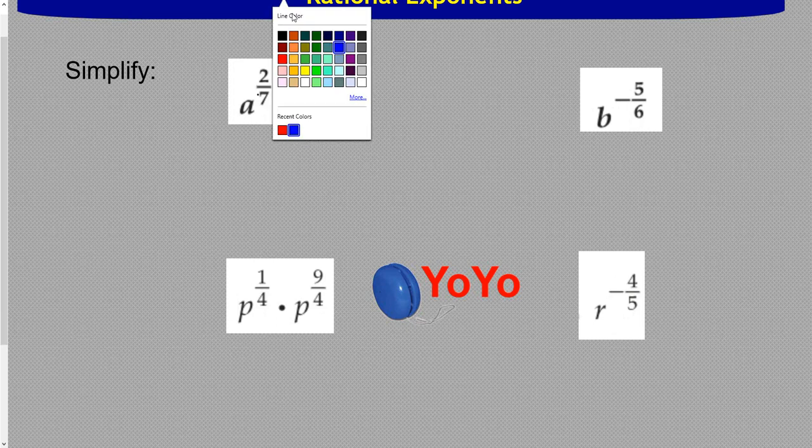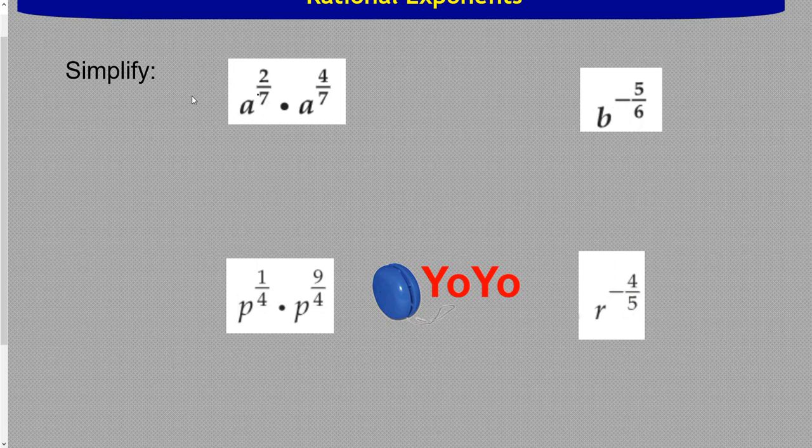Okay, we're going to tackle these one at a time. Let's start over here. A to the 2/7 times a to the 4/7. When I multiply powers, I add exponents, right? So I need to add 2/7 and 4/7. That's going to be a to the 6/7. They have a common denominator, so I can just add. So that is the 7th root of a to the 6th power. And that's as simplified as that's going to get.